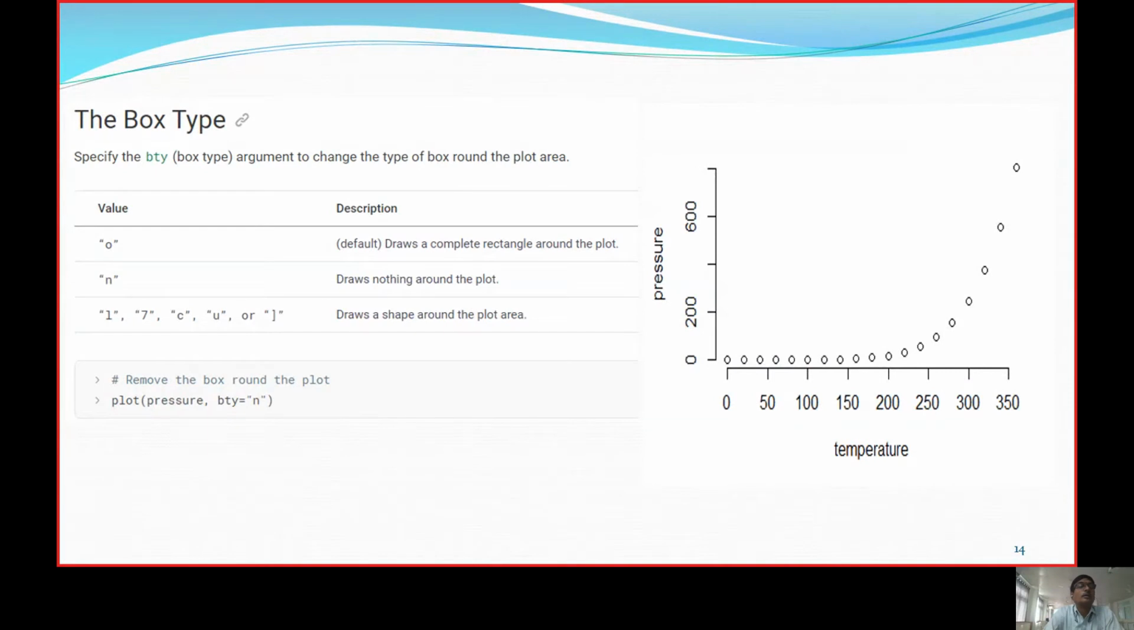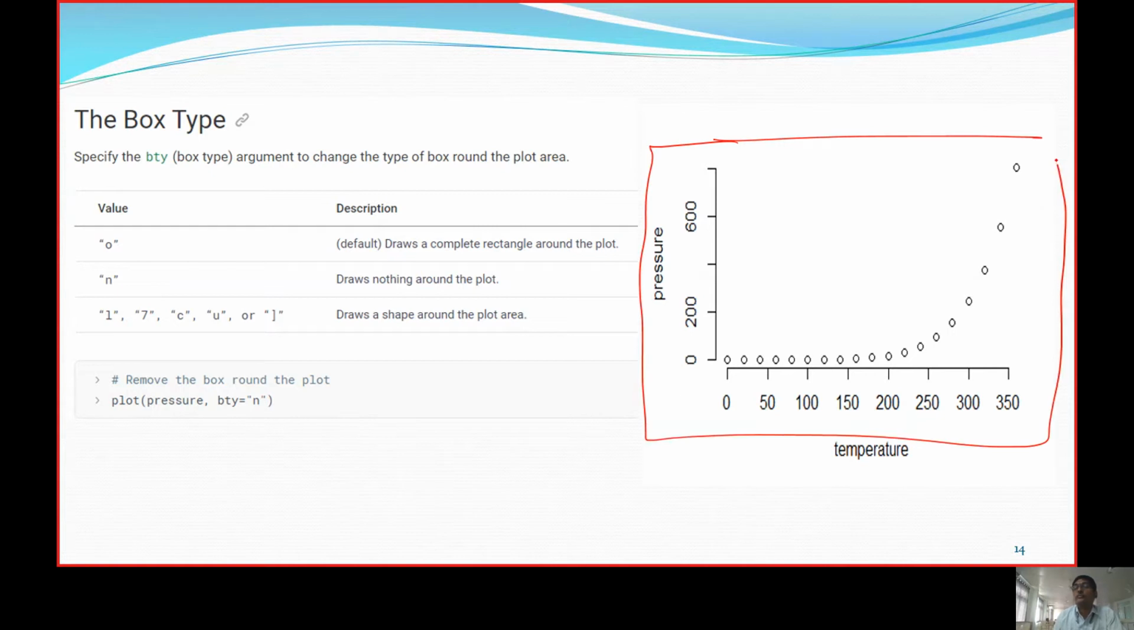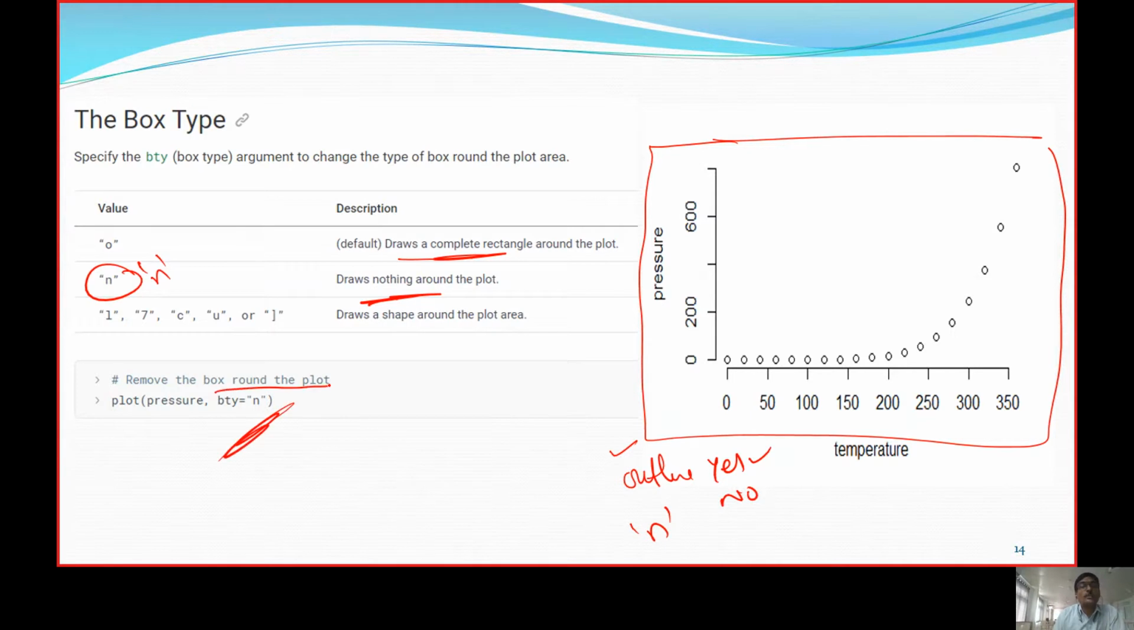Next comes whether we need to give an outline to this graph. Whether we need an outline, yes or no. That's the key here. By default, it is going to draw the line, that is the yes value. If I don't want it, then I put it as n, that is, with nothing. So if we do not want the box around the plot, we put n.